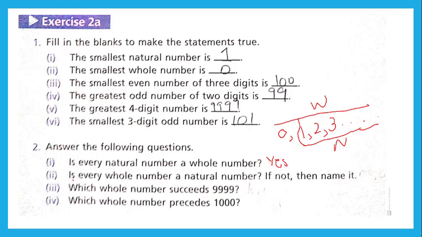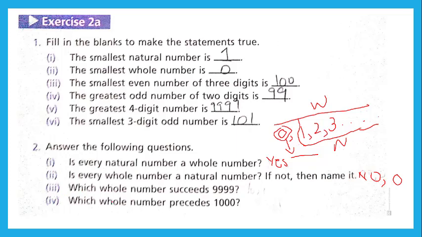Now second, is every whole number a natural number? If not, then name it. No, every whole number is not a natural number, because over here you can see that in whole numbers we have 0, while this 0 is not present in natural numbers. Therefore every whole number is not a natural number. Why? Because 0 is a whole number and 0 is not a natural number. So first of all we will write no, every whole number is not a natural number, because of 0.